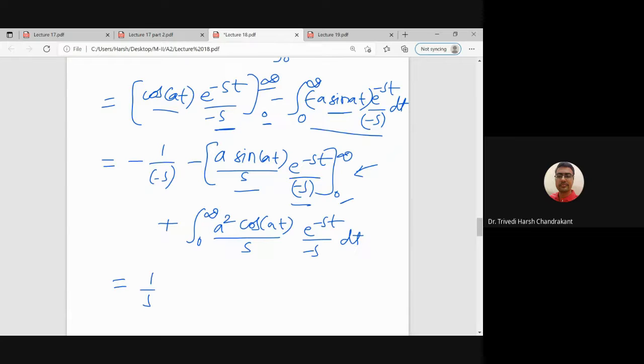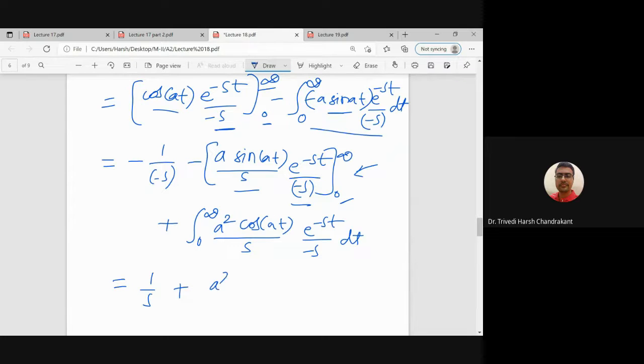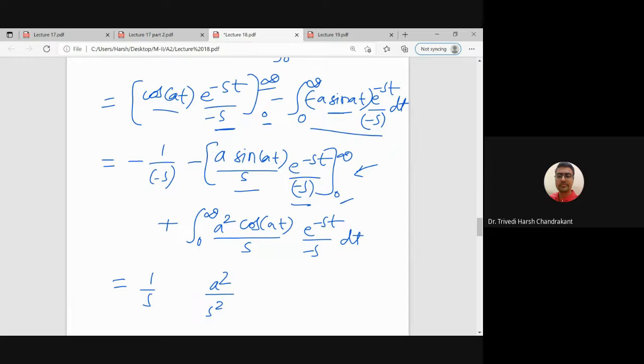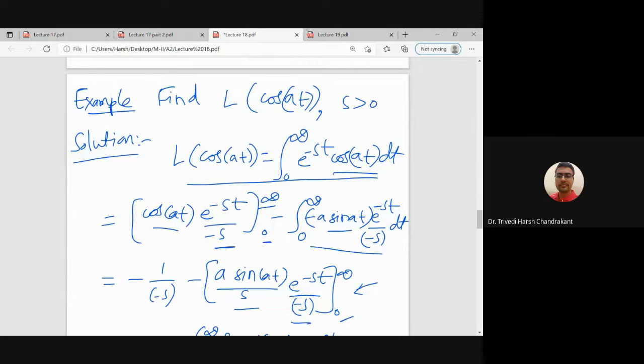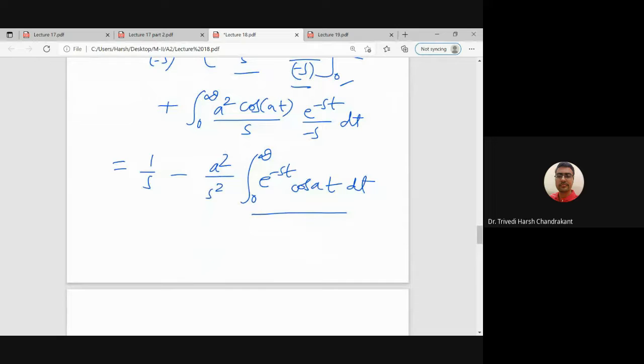So we get 1 upon s, plus a square by s square, this will be minus, and what else do we get? We get the cosine at integral. So let us rewrite it as the integral of e power minus st times cosine at dt. Now you can see what this function is. This is nothing but the Laplace transform of cosine at, right? So for the Laplace transform of cosine at, when we applied integration by parts 2 times, we got 1 upon s times the Laplace transform of cosine at, right?